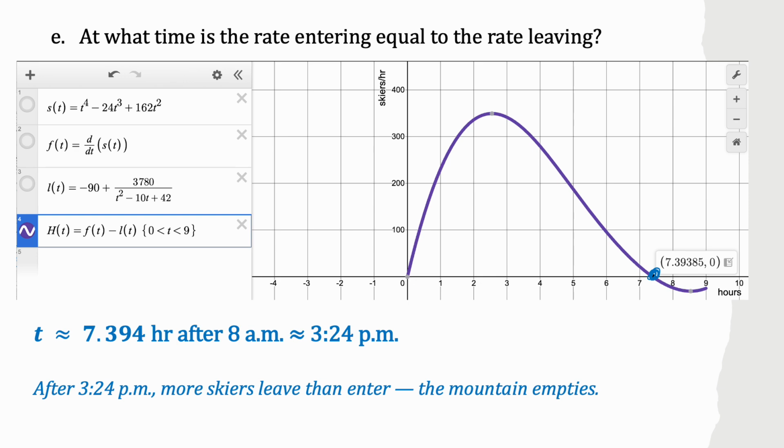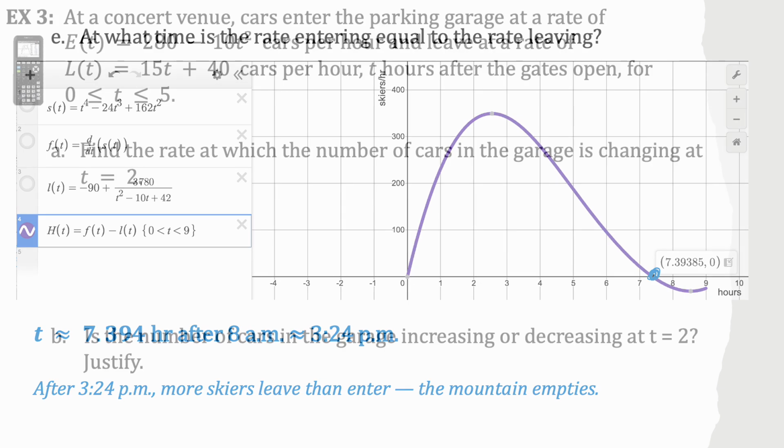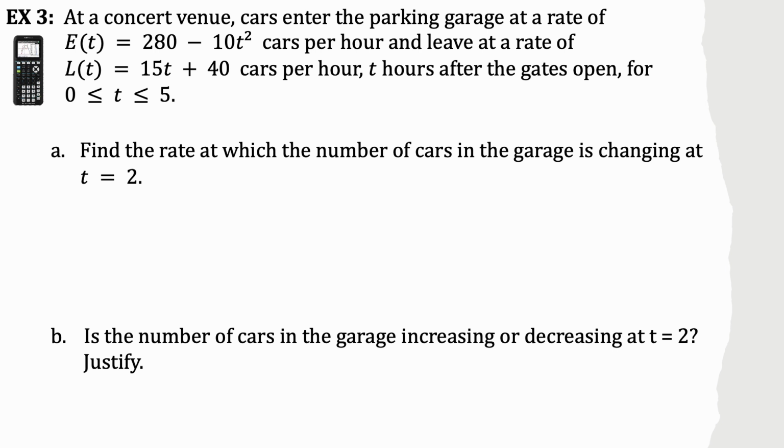All right, let's go on to example 3. At a concert venue, cars enter the parking garage at a rate of E of t, which is already a rate, and leave at a rate of L of t. So they've given us 2 rates. And we're open for t hours, so we're open for 5 hours. Find the rate at which the number of cars in the garage is changing at t equals 2.